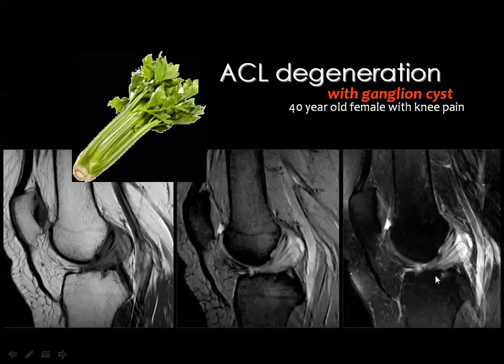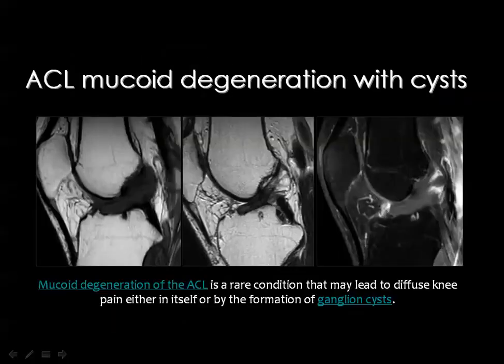And you should know that mucoid degeneration may be associated with a ganglion cyst within the anterior cruciate ligament. Both can exist at the same time. And here is an example. You see the swelling of the ligament and the fibers going through the ligament, as well as the cystic changes near its femoral attachment. This is also another example of mucoid degeneration of the anterior cruciate ligament with an anterior cruciate ligament cyst near its femoral attachment.